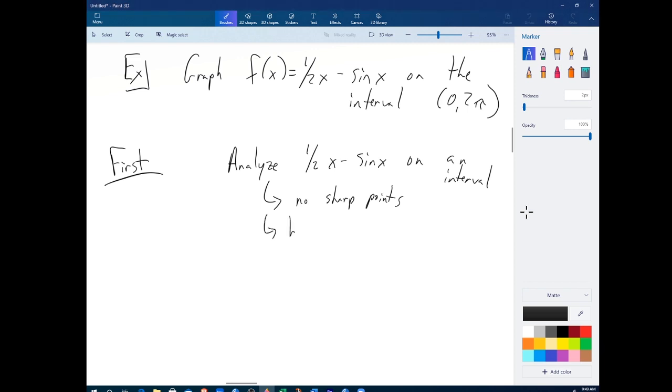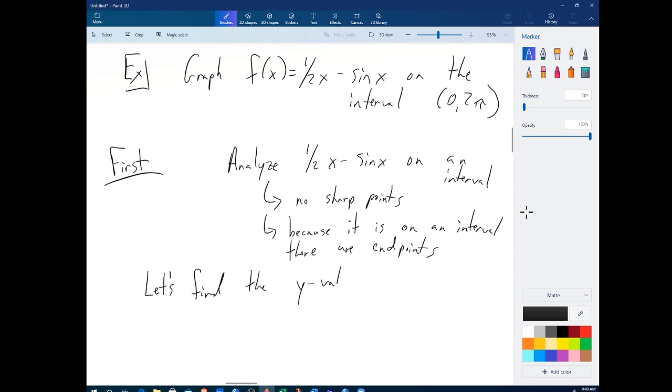But because it is on an interval, there are endpoints. So let's find the y values of those endpoints. We don't need them yet, but we'll need them at the end.